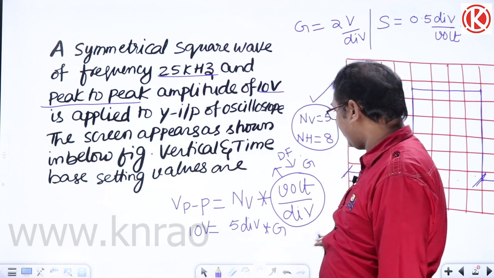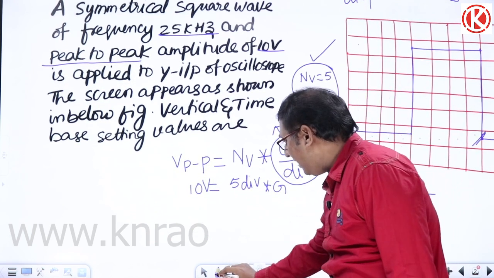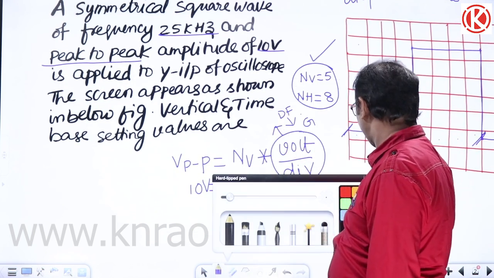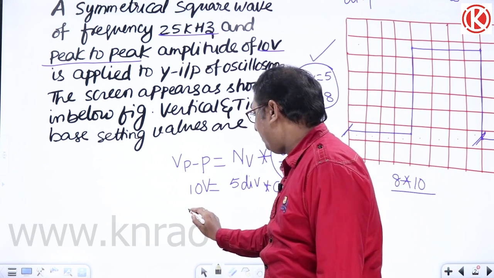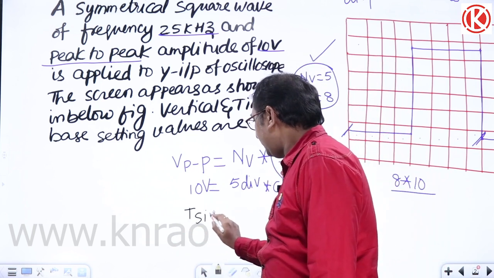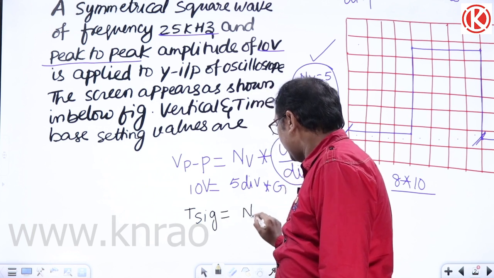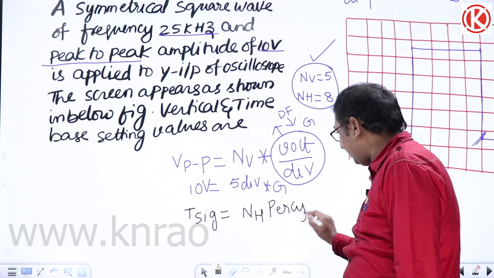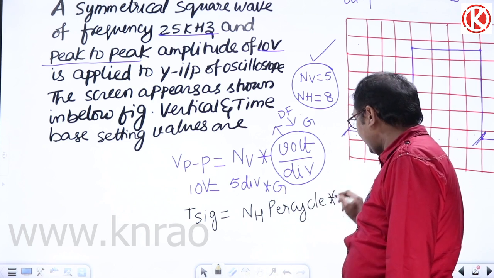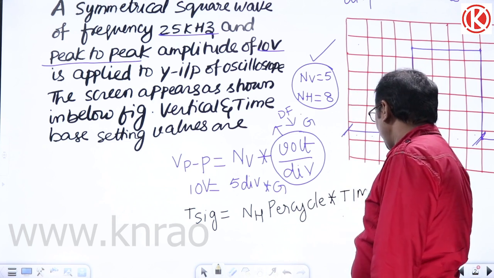Next it is asking for the time base setting also. Vertical and time base setting. Let us calculate the time base setting. What is the time base setting? Let's use the black pen. T signal is the time period of the signal. T signal equals the number of horizontal divisions occupied per cycle into time per div.